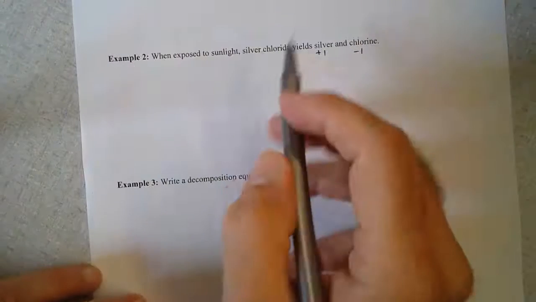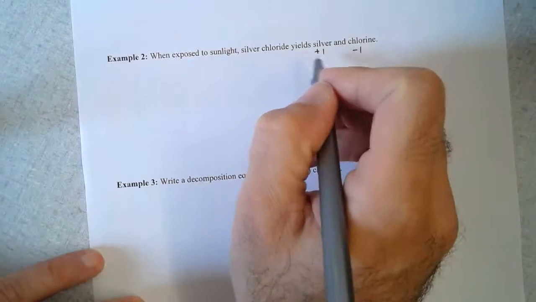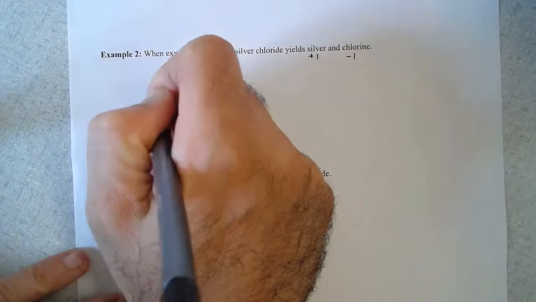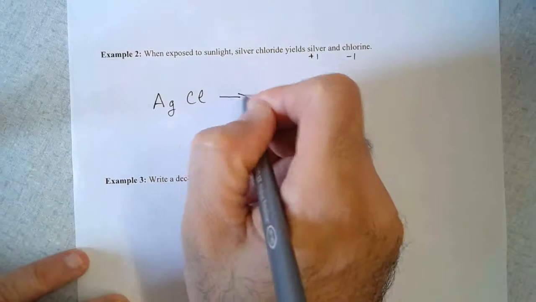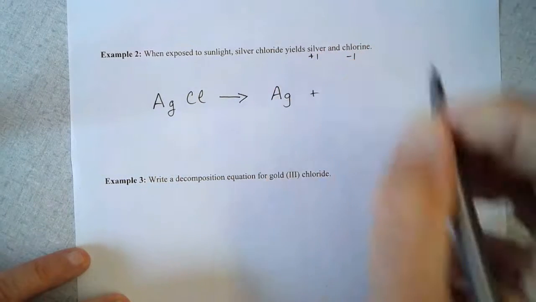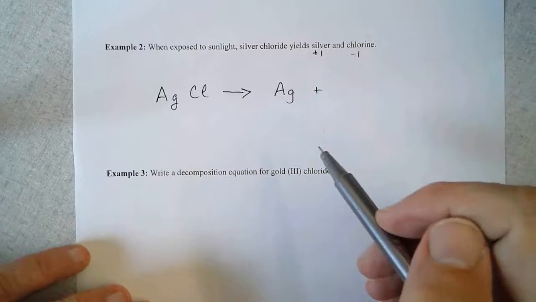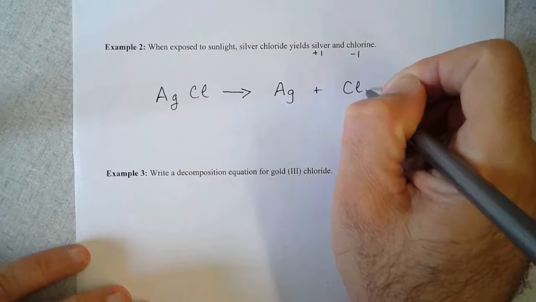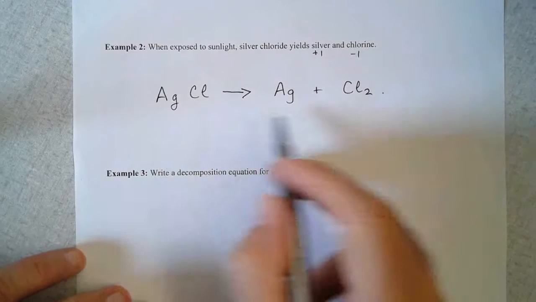So if we have silver chloride, well, we only need one of each because the charges are 1 and minus 1. So AgCl, and now our products are going to be silver, so on its own, Ag, plus, and let's keep in mind, as we've seen before a few times, chlorine is one of those diatomic molecules. It doesn't exist as just Cl, it exists as Cl2. So you have to recognize that.